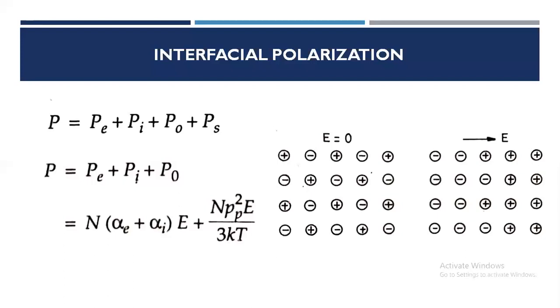The effect of this will be the creation of a localized accumulation of charges, which will induce image charges on the electrode and give rise to dipole moments. This constitutes a separate mechanism in the dielectrics, which is called interfacial polarization, indicated with capital P with suffix S. Here you can see P S.